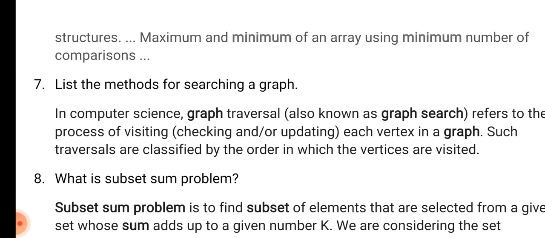In computer science, graph traversal, also known as graph search, refers to the process of visiting each vertex in a graph. Such traversals are classified by the order in which the vertices are visited.